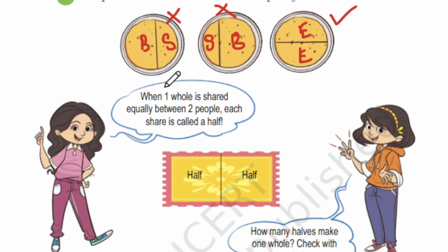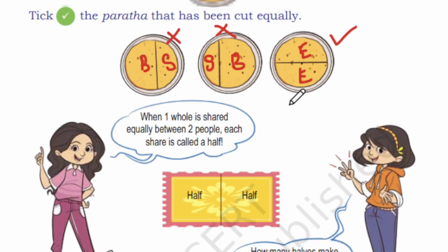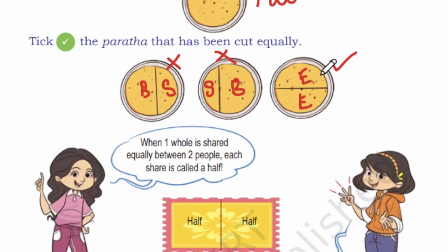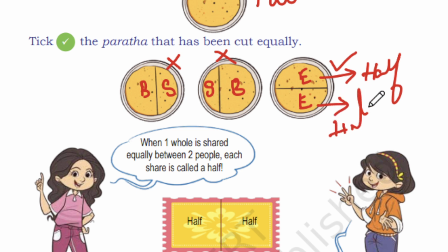So next, when one whole is shared equally between two people, each share is called a half. So if you are sharing this whole paratha, this portion is called a half portion, and this portion is called a half portion. Okay, so let me show you an example.